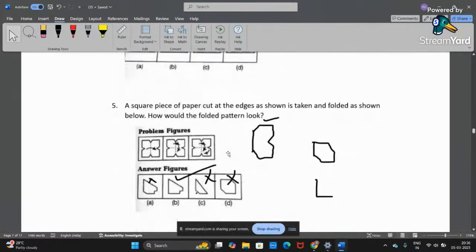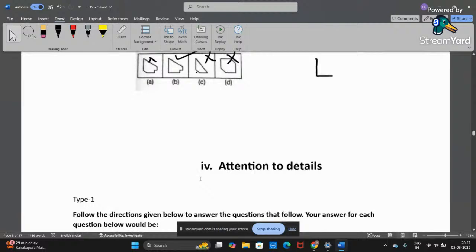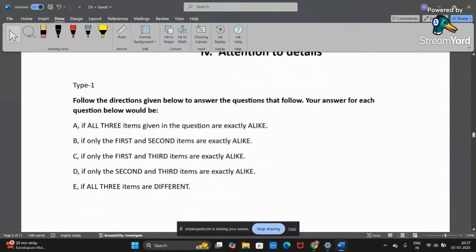Even this topic is done. In this, no holes are given. In this, we need to check the shape. We need to find the edges. Using the edges, we need to find the answer. Then this is attention to details.